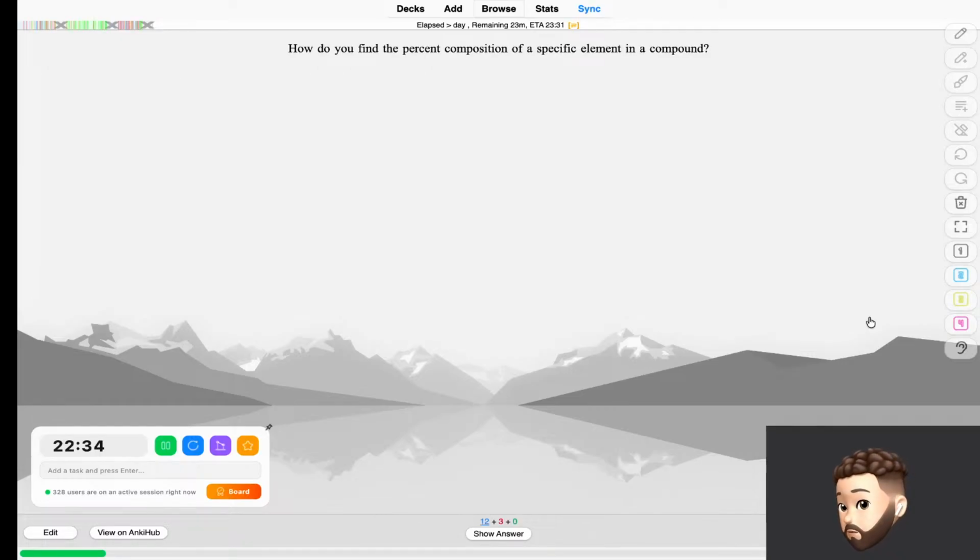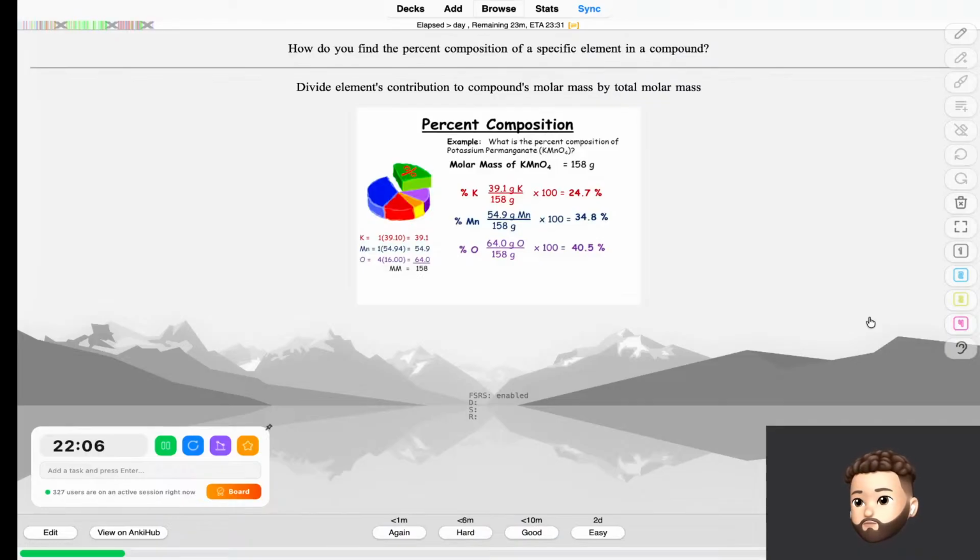Yeah. How do you find the percent composition of a specific element in a compound? Basically, figure out the mass of... I think you figure out the mass of each one, right? And then the total mass, and then you can figure out the percent composition by putting the mass of one element over the total, and you get each one's percent. Yeah. I think if I was right, I don't think I'm ever gonna get it wrong.